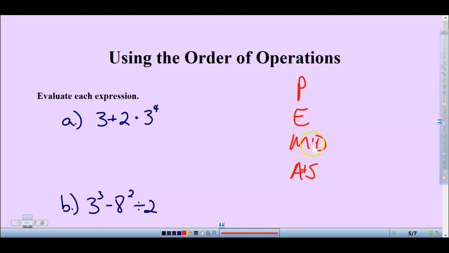The well-known phrase is PEMDAS, or please excuse my dear Aunt Sally. The P stands for any sort of parentheses or grouping symbol, is what we call them. So it could be brackets, it could be braces.